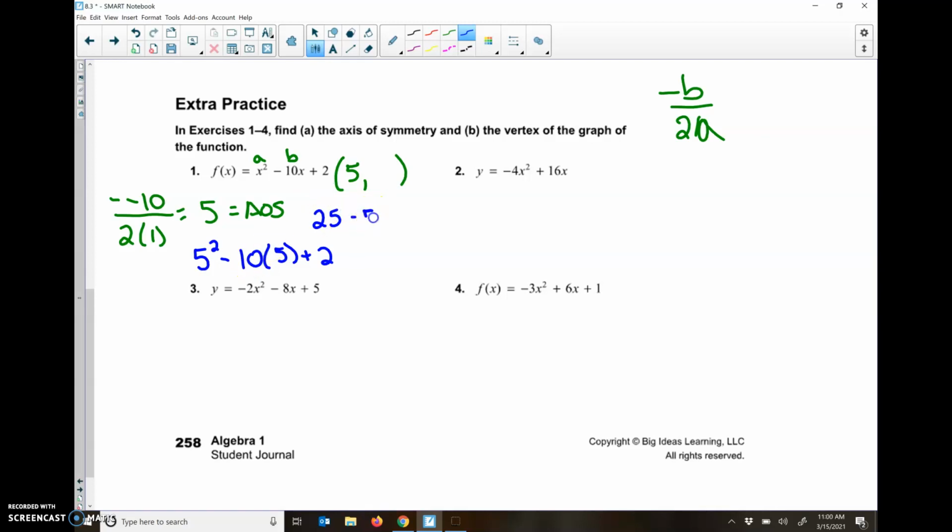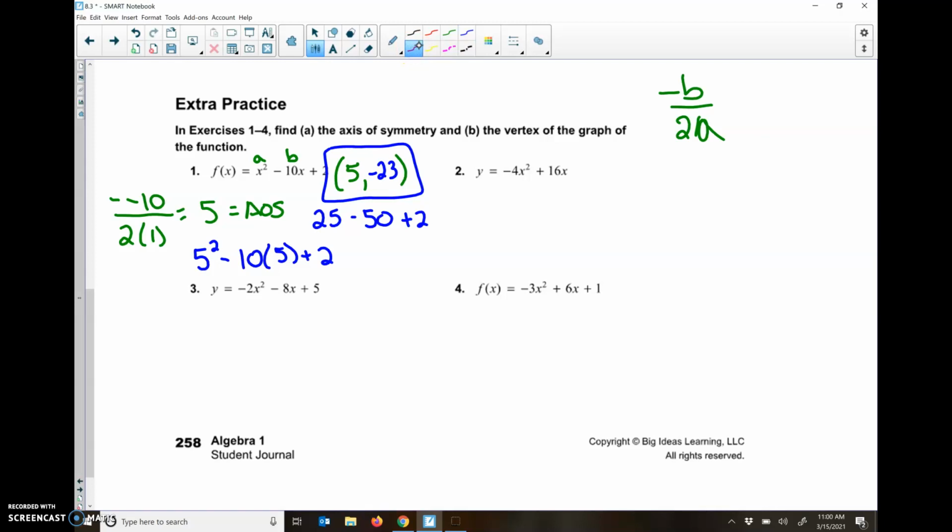10 times 5 is 50, and plus 2. So 25 minus 50 is negative 25. Negative 25 plus 2 is negative 23. So my vertex for this graph would be really low there. So it's going to be at 5 and negative 23.